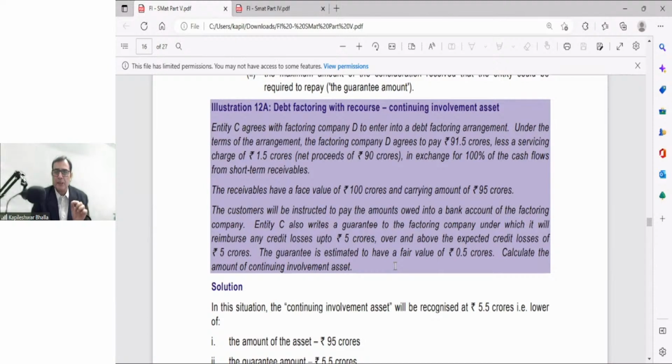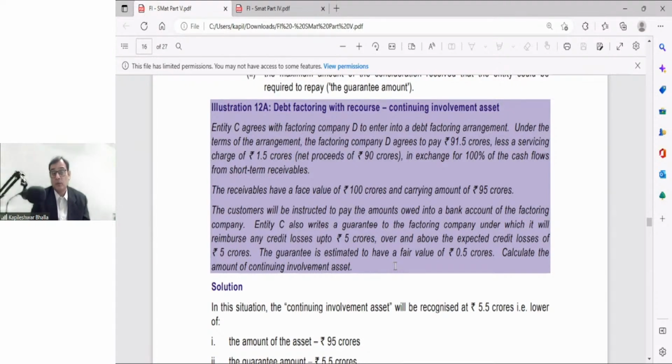Entity C agrees with a factoring company D to enter into a debt factoring arrangement. That means you've assigned your trade receivable, and since you've assigned your trade receivable, cash flows have been transferred. Under the terms of the arrangement, the factoring company D agrees to pay 91.5 crores less a service charge of 1.5 crores. So he agrees to pay you 90 crores in exchange for 100% cash flows. So we are very clear that it's a case of assignment of trade receivable, so it is a cash flow transfer.